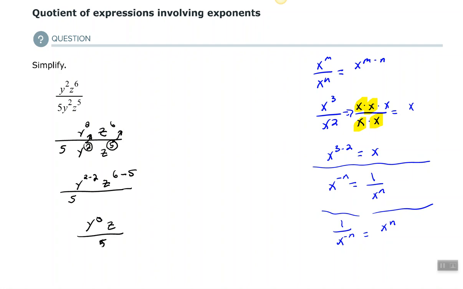Now remember, anything raised to the 0 power is equal to 1. So that's just 1z, or z over 5. And anything raised to the first power is itself. So that's just 1 times z, which is z all over 5. So you've got to learn those exponent rules. Alrighty, let's look at another one.